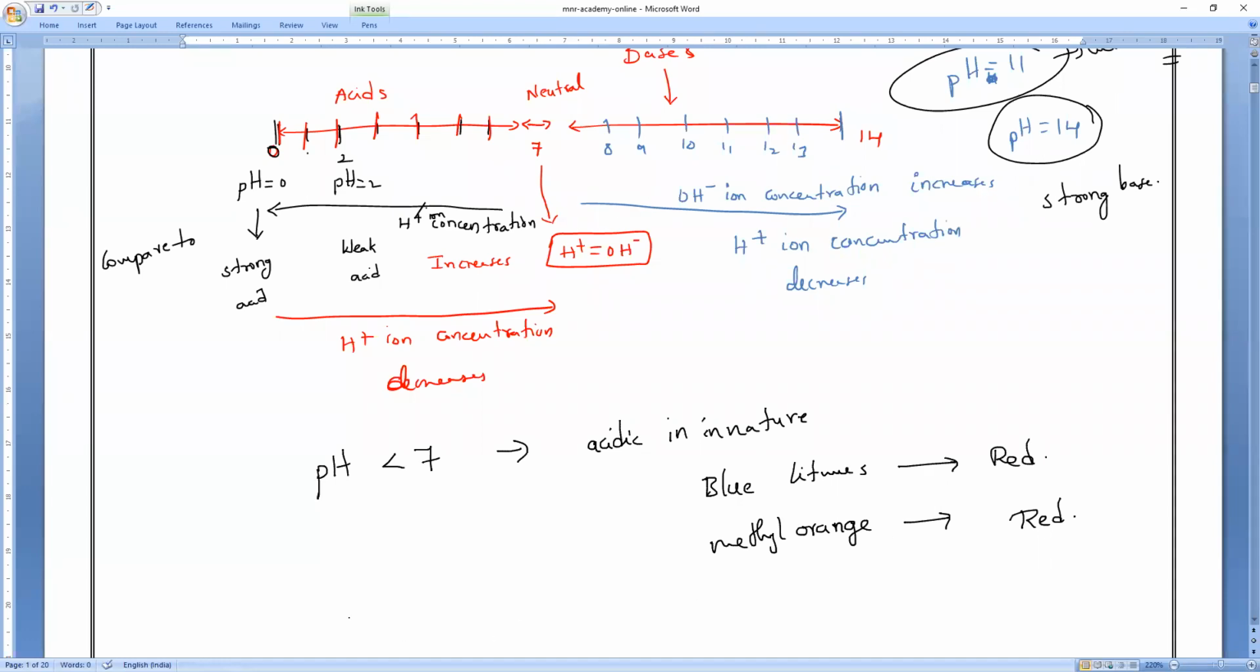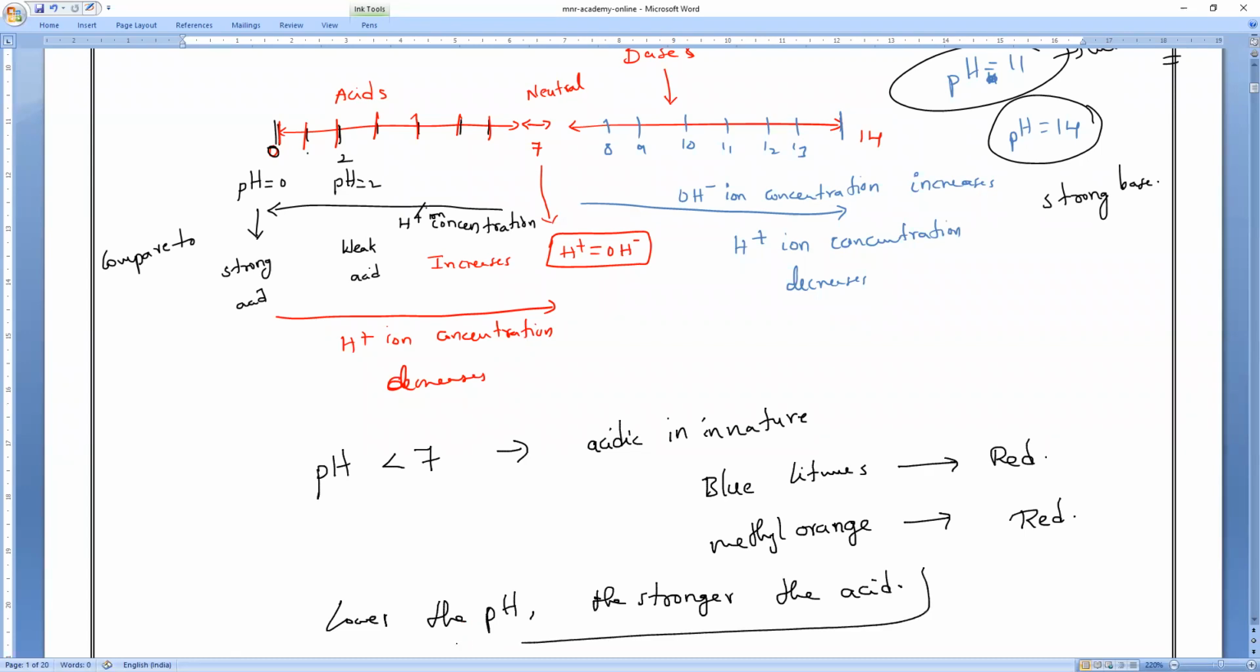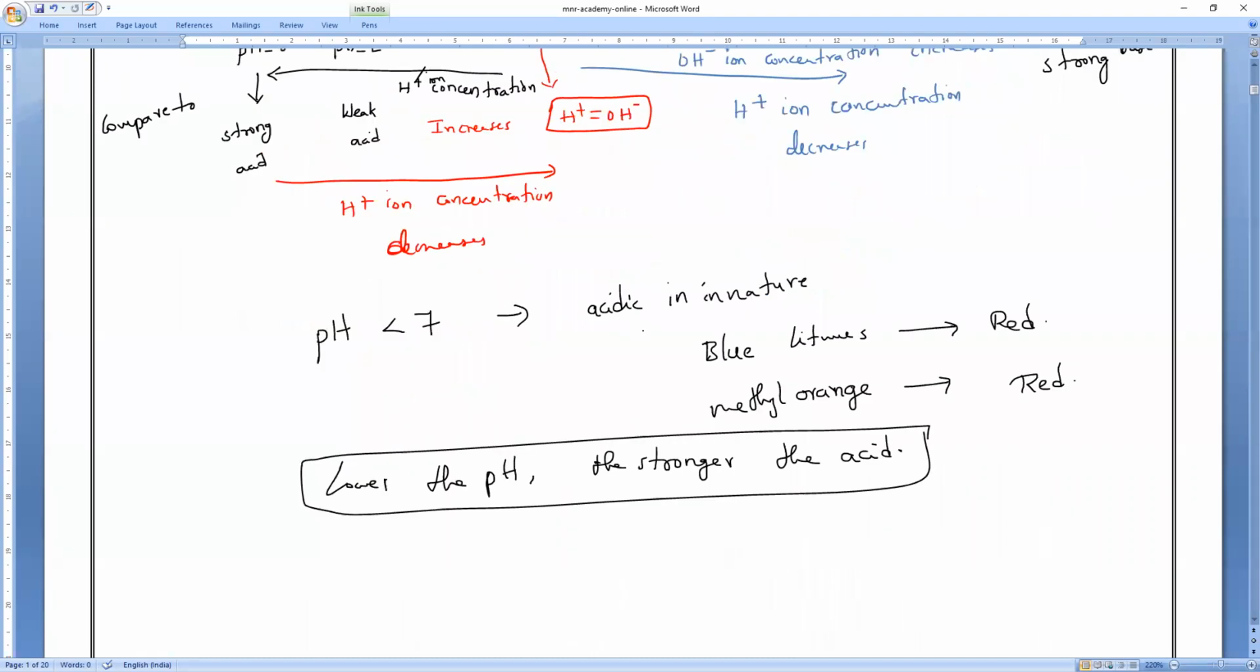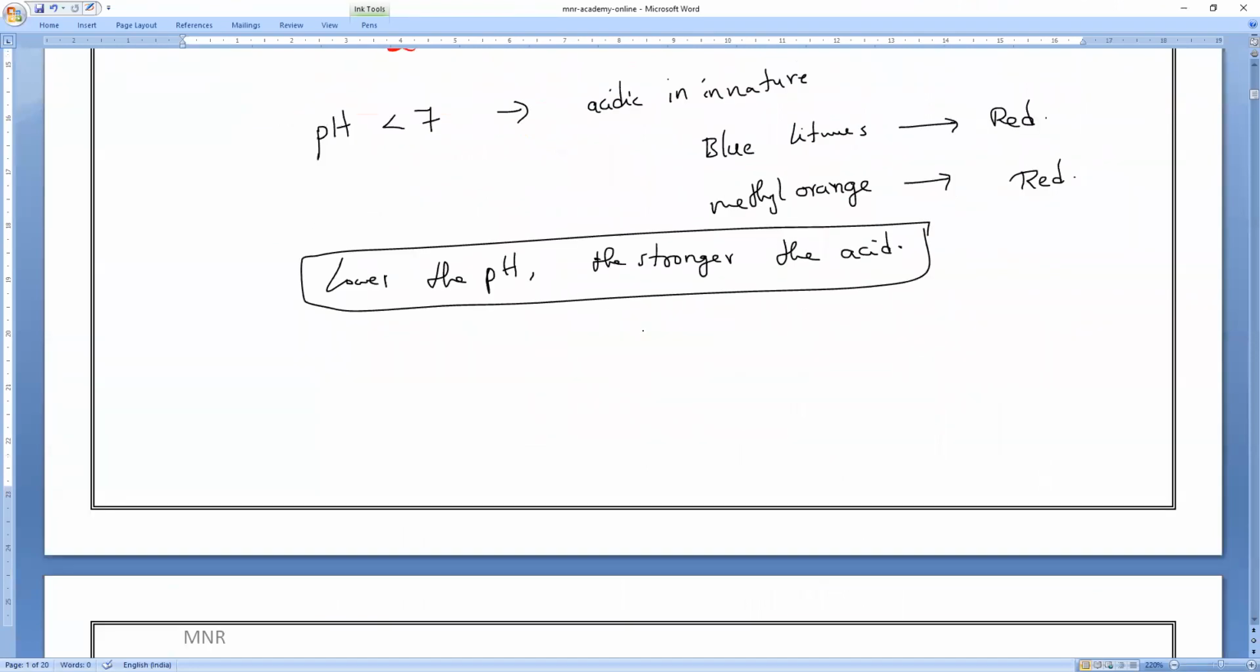So for acids, the lower the pH, the stronger the acid. Very, very important. Lower the pH, the stronger the acid. That is what you have to remember. Is it okay, everybody? So this is about the acids.